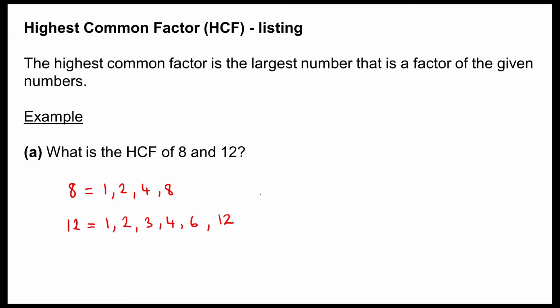I'm then going to compare each list just like I did for the lowest common multiple. However, this time we want the highest common factor, so that's the biggest number that appears in both lists. Looking at both lists, I can see that 1 is a common factor that appears in both. 2 is also a common factor that appears in both, but the highest common factor is 4. That is the biggest number which appears in both lists. So the highest common factor of 8 and 12 is 4.